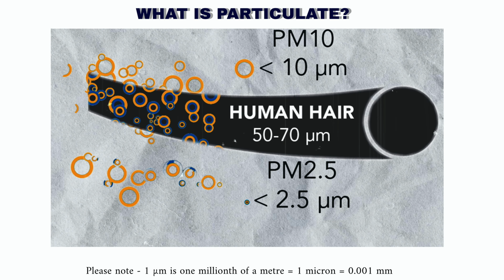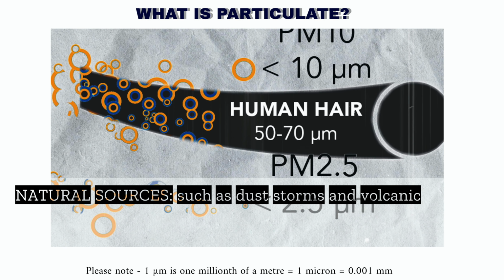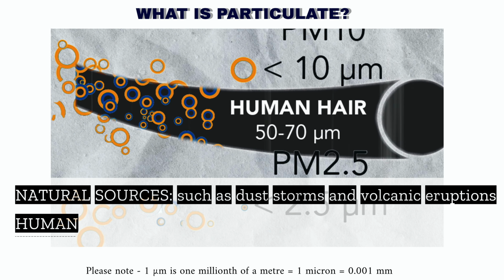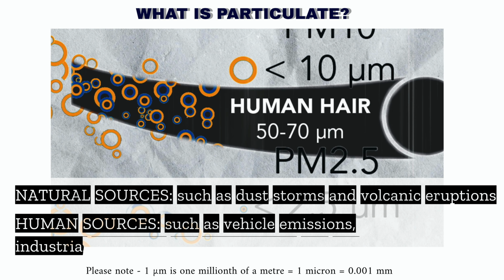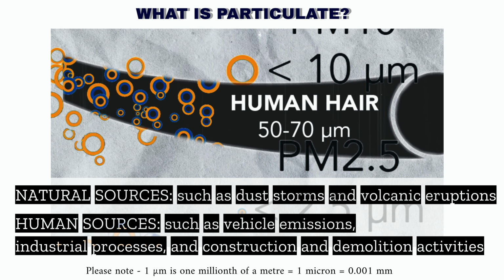Sources of SPM include natural sources such as dust storms and volcanic eruptions, as well as human-made sources such as vehicle emissions, industrial processes, and construction and demolition activities.